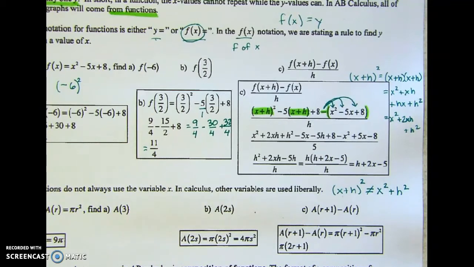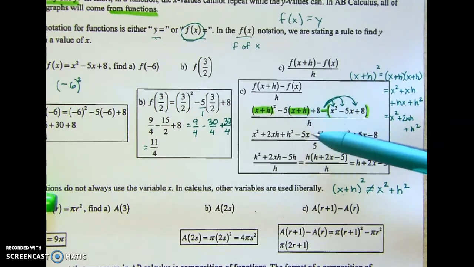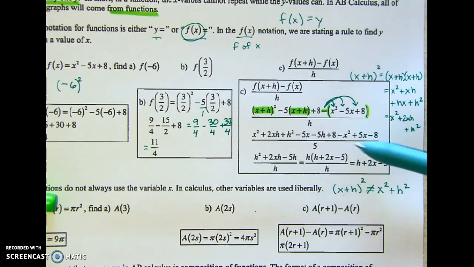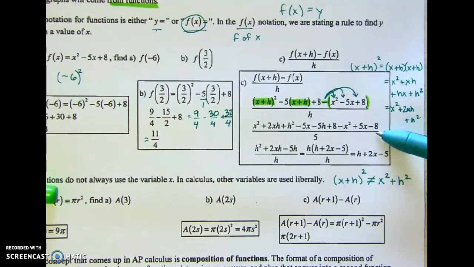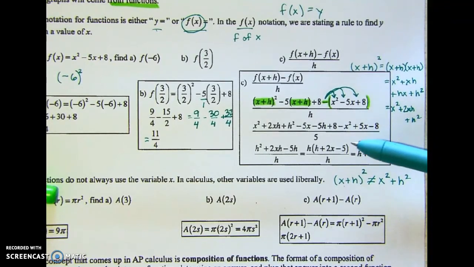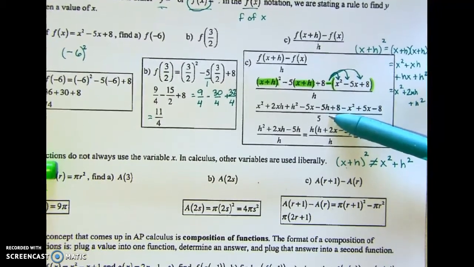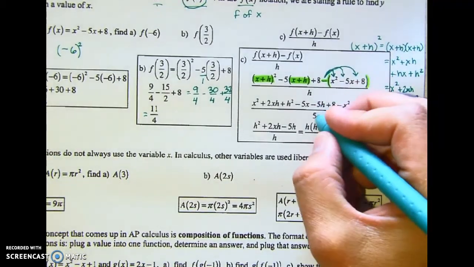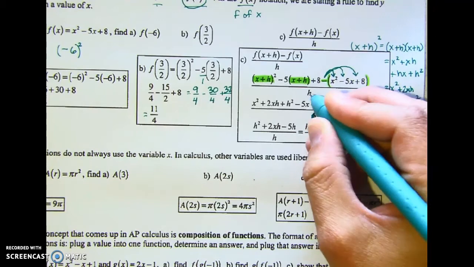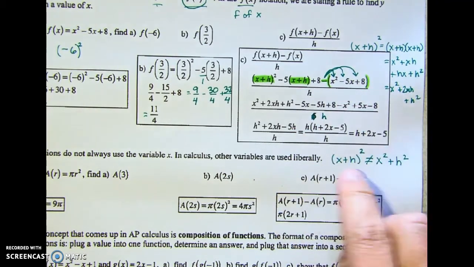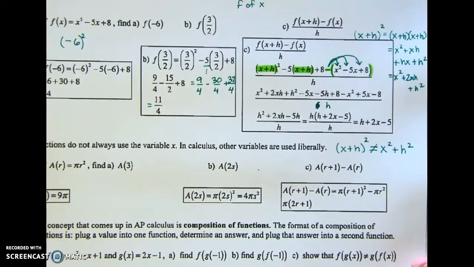Okay, I've been talking a lot nonstop. Distributed the negative 5 to each of these, and then we're combining like terms. Do you see this 5 right here? That is a big old typo. This should be the h. So the h is not being touched until the very last step here.